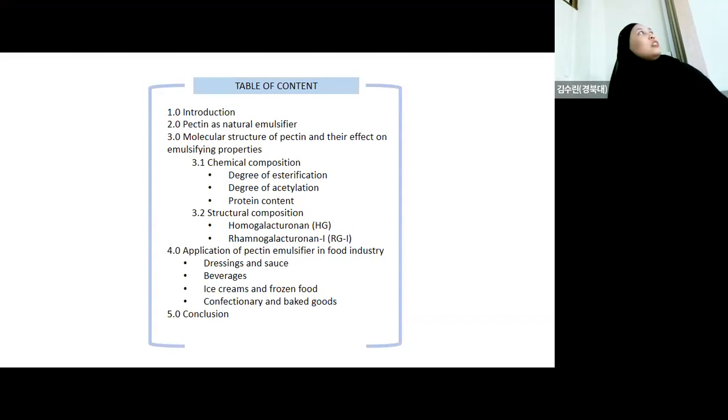So first is the introduction. In the introduction, I will define emulsifier and also pectin. The second section will be pectin as emulsifier. The third section will be the molecular structure of pectin. From here, I divide it into two. First is chemical composition, which is further divided into three: degree of esterification, degree of acetylation, and protein content. The second part is structural composition of pectin, which is divided into two: homogalacturonan and rhamnogalacturonan 1. And then the fourth part is application of pectin emulsifier, as mentioned below. And the last part will be the conclusion.